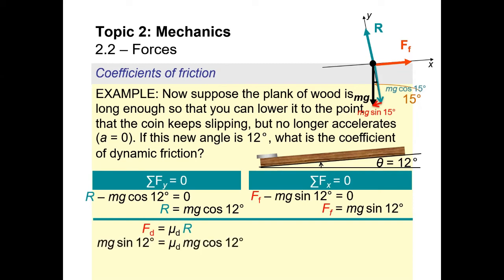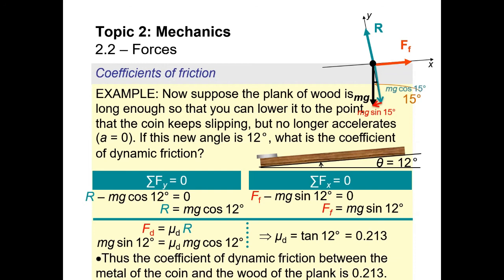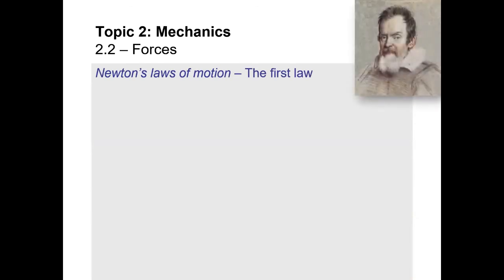Substituting values, and the mg's cancel out. The coefficient of dynamic friction equals tan 12 degrees, which is 0.213. Thus, the coefficient of dynamic friction between the metal of the coin and the wood of the plank is 0.213.